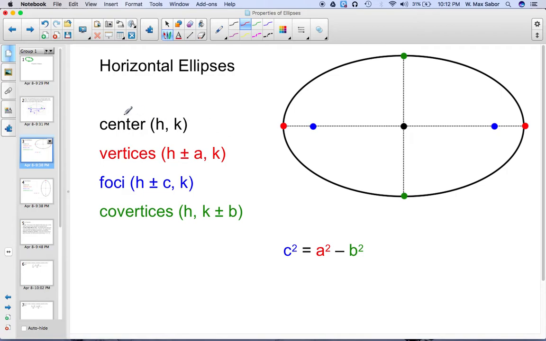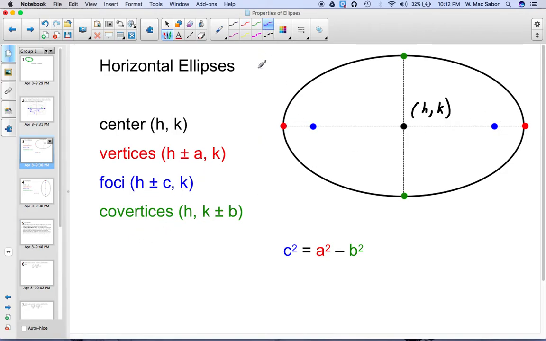So I color-coded these. The center is h comma k. The vertices are h plus a, h minus a, comma k. So here's h comma k. And then if I add a to the x coordinate, I get over here. If I subtract a from the x coordinate, I get over there. So a is this distance from here to there. In other words, the major axis is 2a.